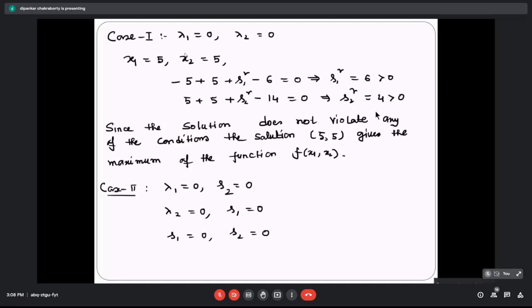Just try to consider another case: lambda 1 equal to 0 and s2 equal to 0. What is the meaning of that? Lambda 1 equal to 0 means I am ignoring the first constraint, and s2 equal to 0 means I am ignoring the inequality part of the second constraint, because s2 comes in because of the inequality sign in the second constraint. Less than equal to 0 or greater than equal to 0 was there. That's why we considered s2 square.